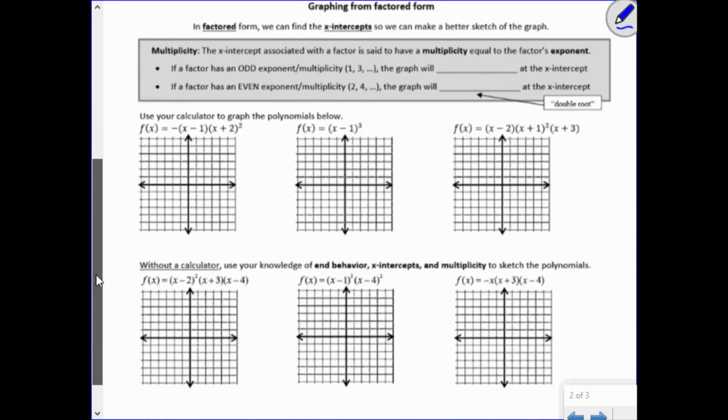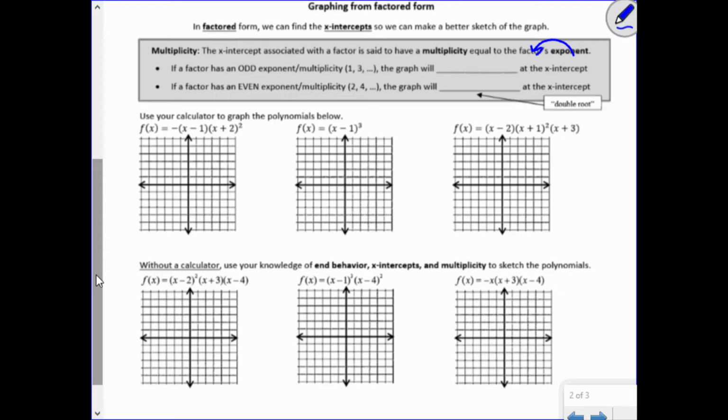Right, the next thing we're going to talk about is something called multiplicity. We need to understand the idea of multiplicity in order to graph these things without a calculator. Multiplicity is a fancy word for exponent. So the multiplicity is basically telling you what the exponent is for a particular factor.